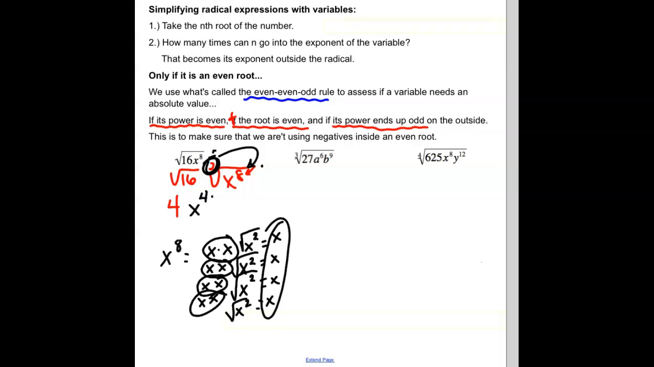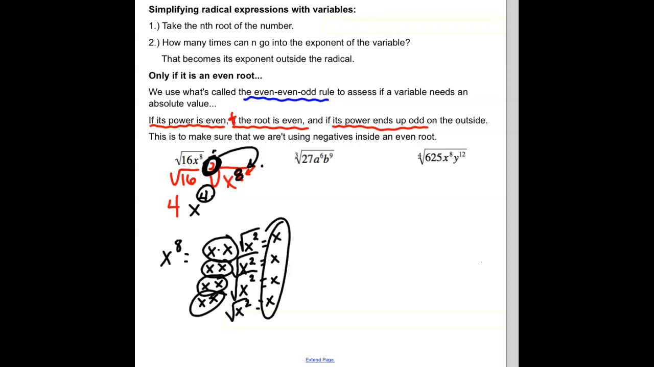So our shortcut, instead of having to write this out every time, is just to say we have 8 of them. We want groups of 2. How many groups can we make? We can make 4. All right, let's try another one. This one is an odd root. Remember, odd roots are the easy ones. We don't have to worry about plus minus in front. We don't have to worry about any kind of absolute value around our variables.